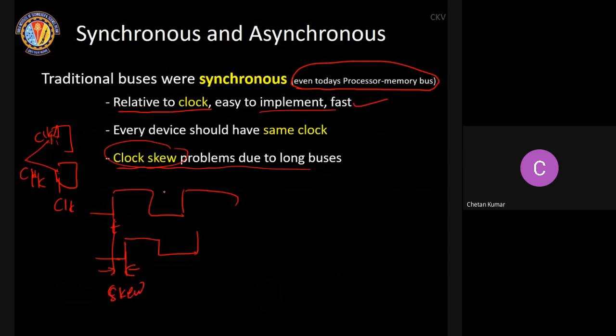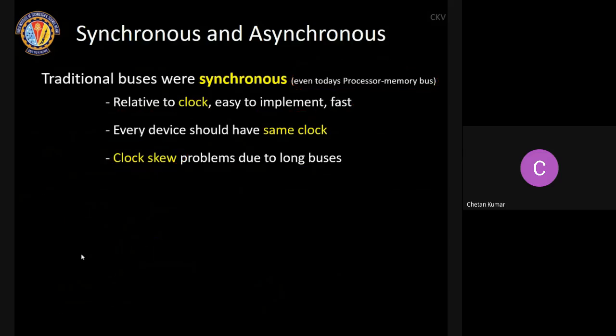So when you have clock skew, it will create a problem with respect to timing violations. So again, that was one of the disadvantages of having a long bus.